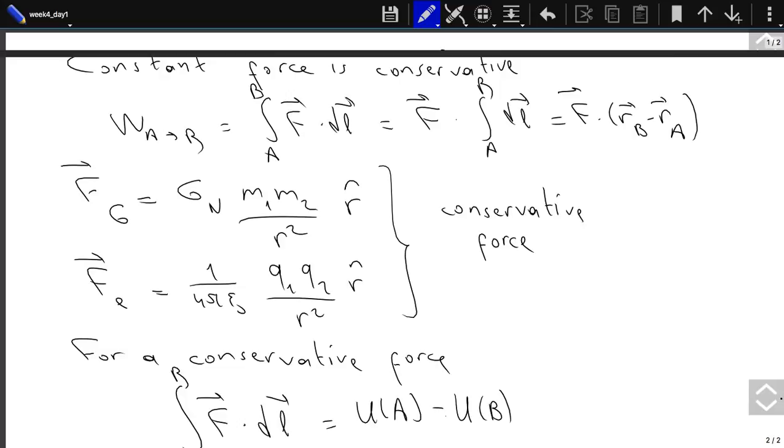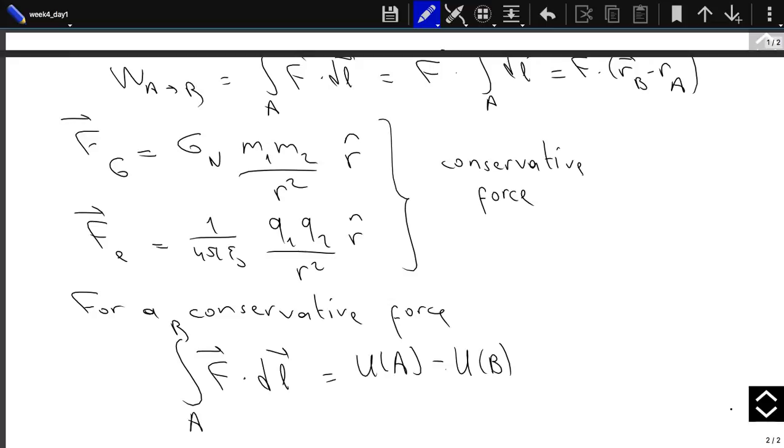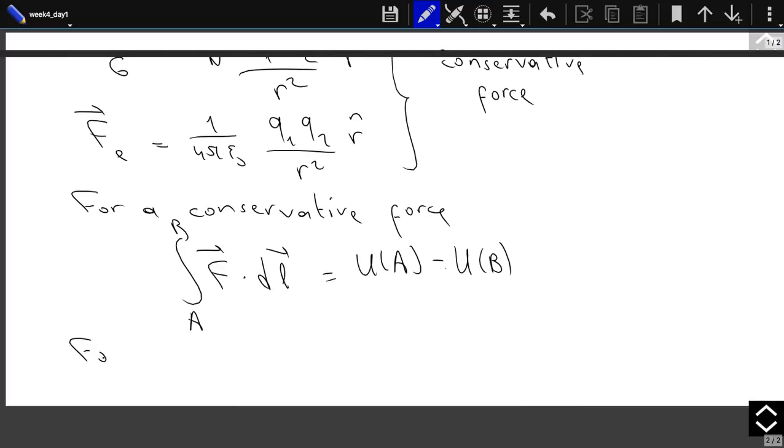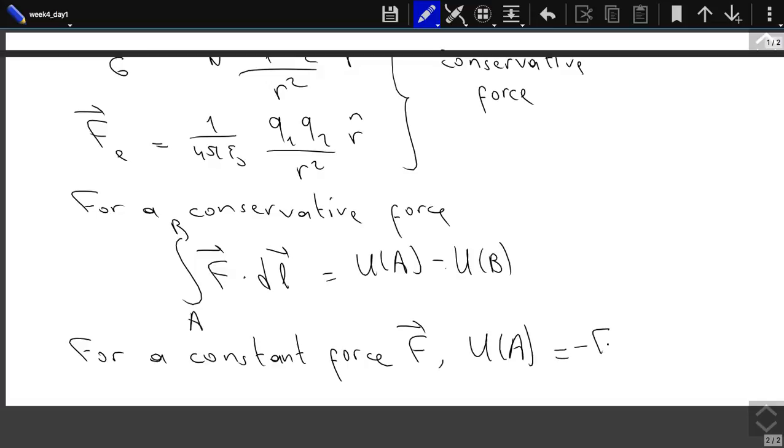This integral, just like this one, for any conservative force, we can write it as this difference. And if you just look at this one, for a constant force F, UA is nothing but minus F dot the position of the point A plus, let's say, U0.